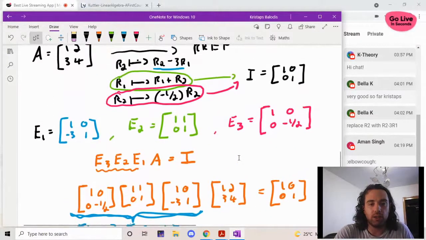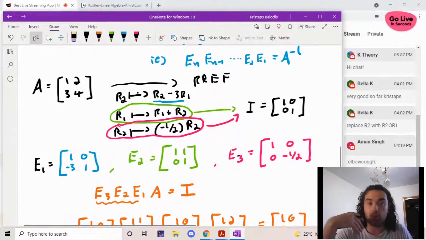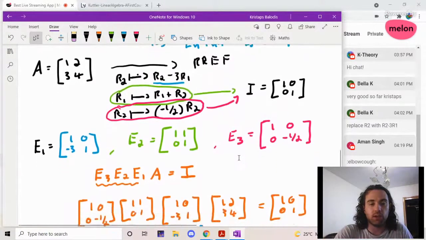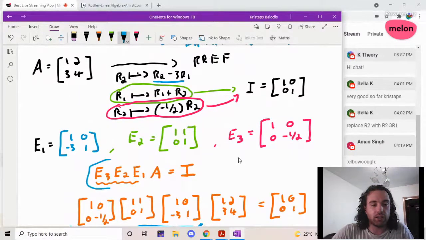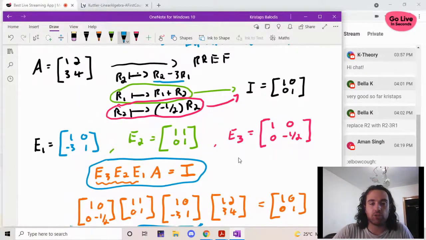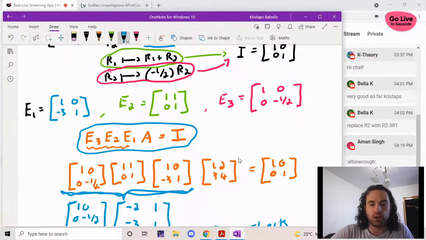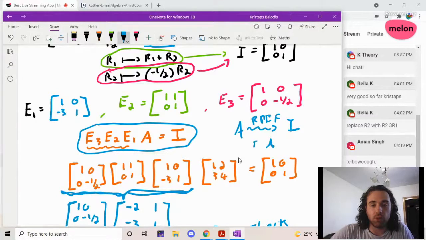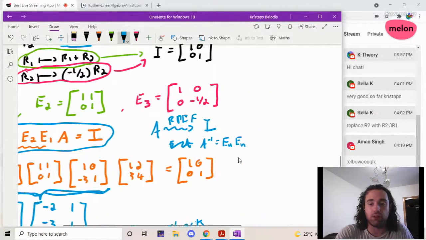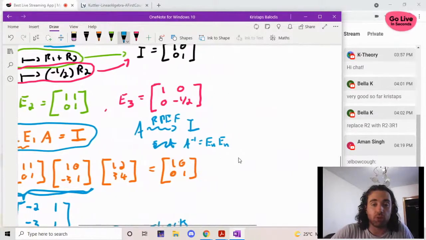So in summary, part of the reason why we care about elementary matrices is because it gives us an easy way to find the inverse of a matrix. As we've seen, if the reduced row echelon form of a matrix is the identity, then the inverse of that matrix will just be the result of multiplying all the matrices of the corresponding row operations together.